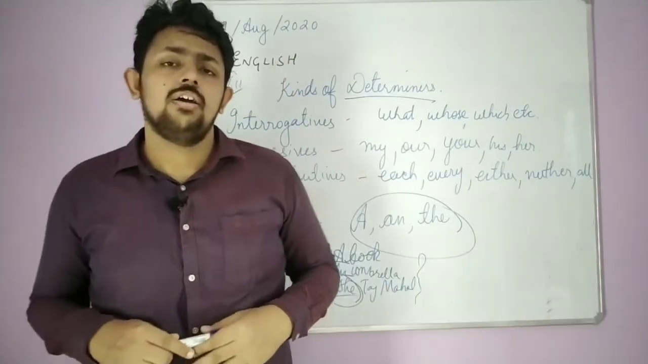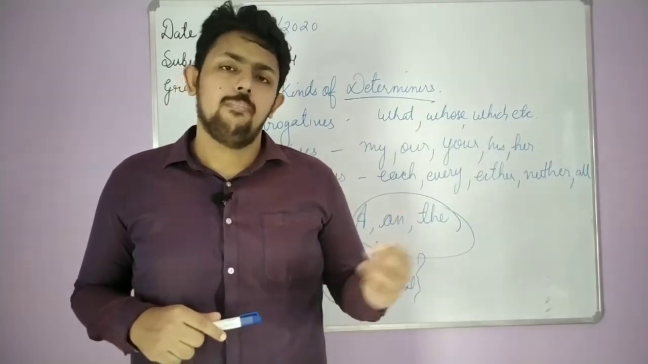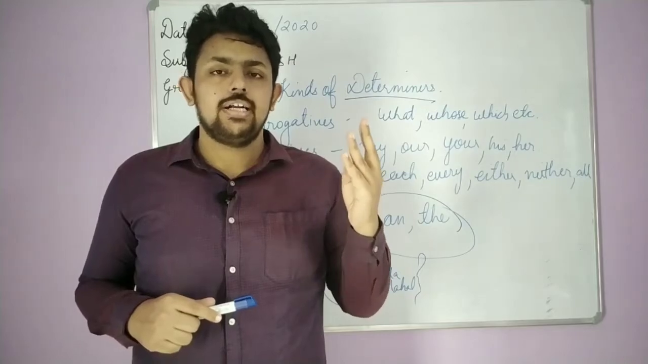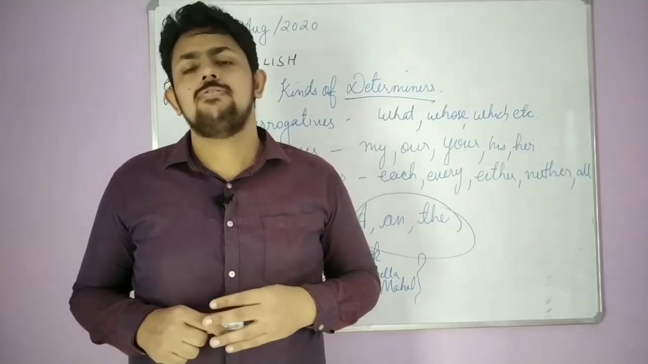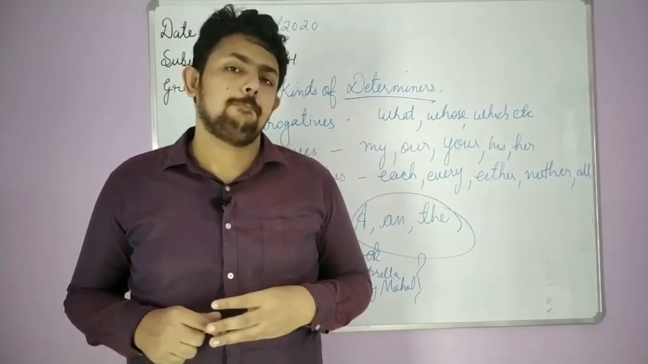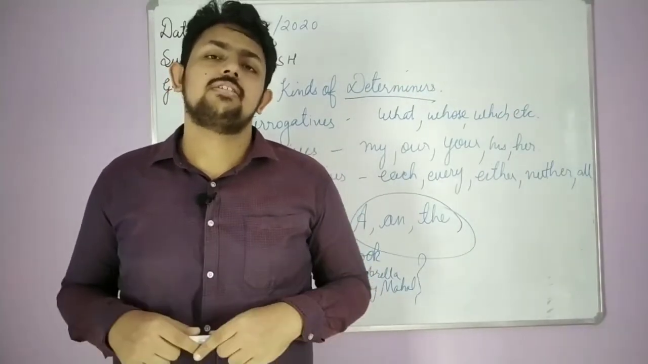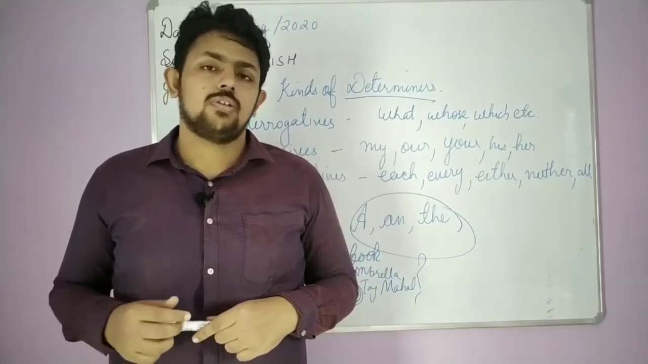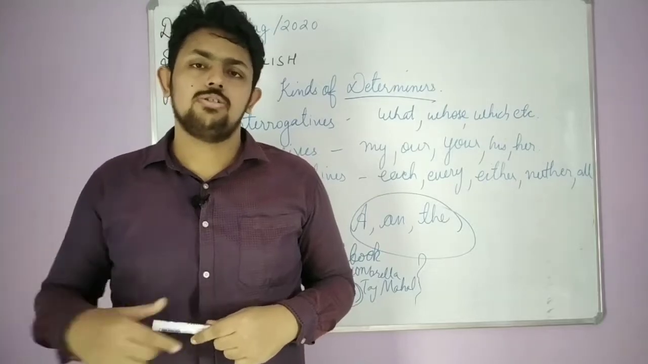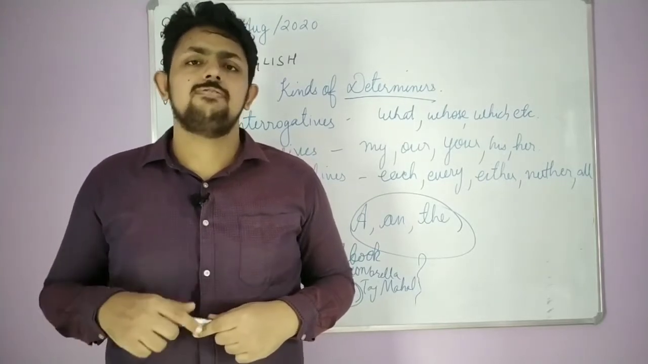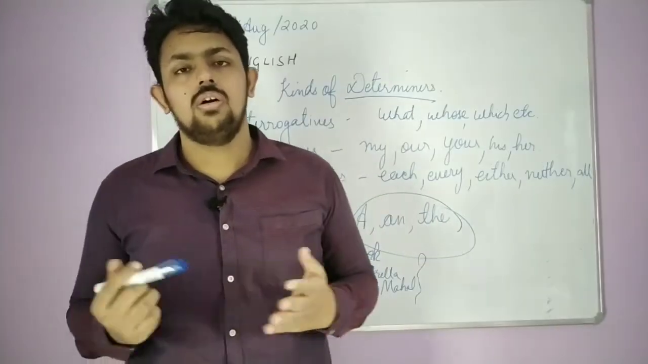So the 8 are, repeat after me: quantifiers, graded quantifiers, numbers or ordinals, demonstratives. Okay, then we have seen the interrogatives, then the possessives, then the distributives. Then at last comes the articles. So repeat: quantifiers, graded quantifiers, number ordinals, demonstratives, interrogatives, possessives, distributives, and articles. So these 8 you have to learn by heart.